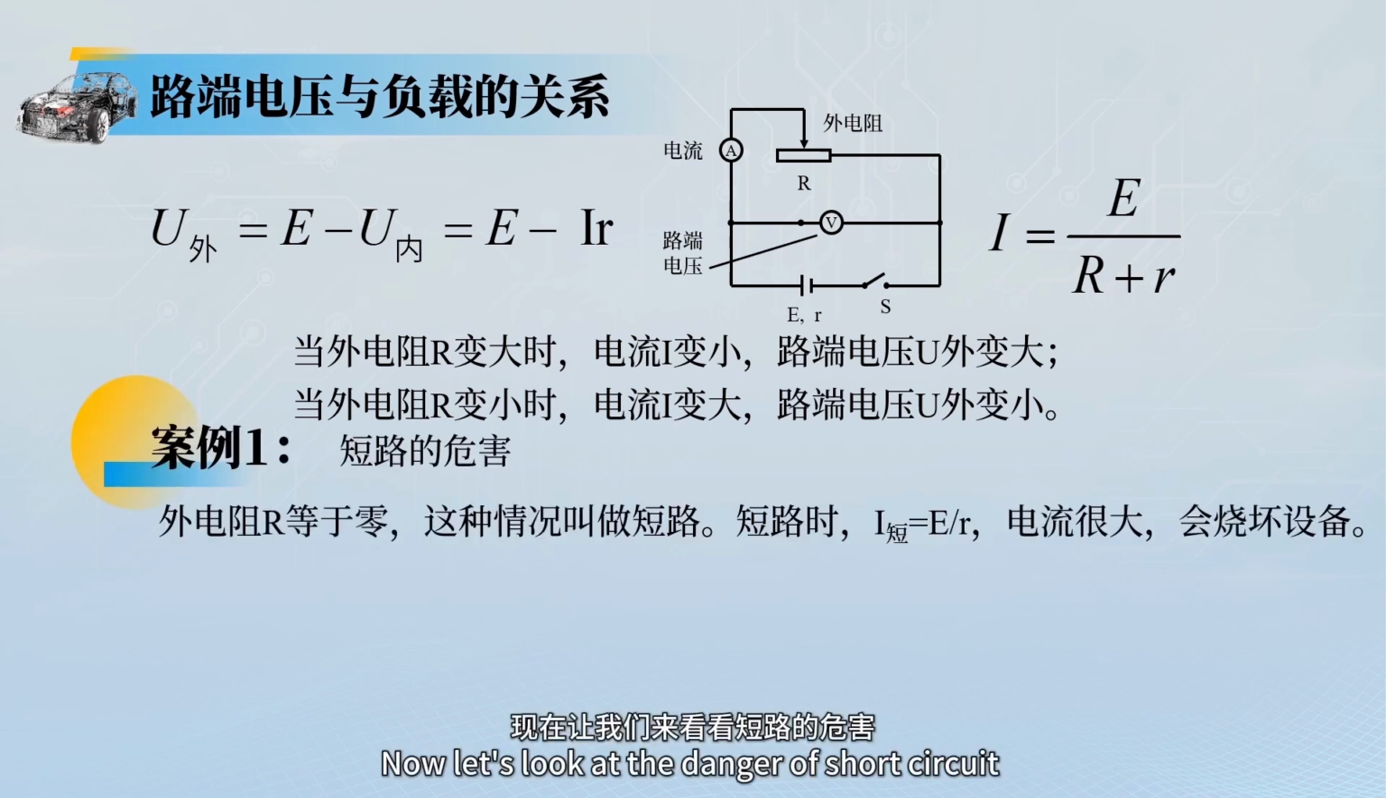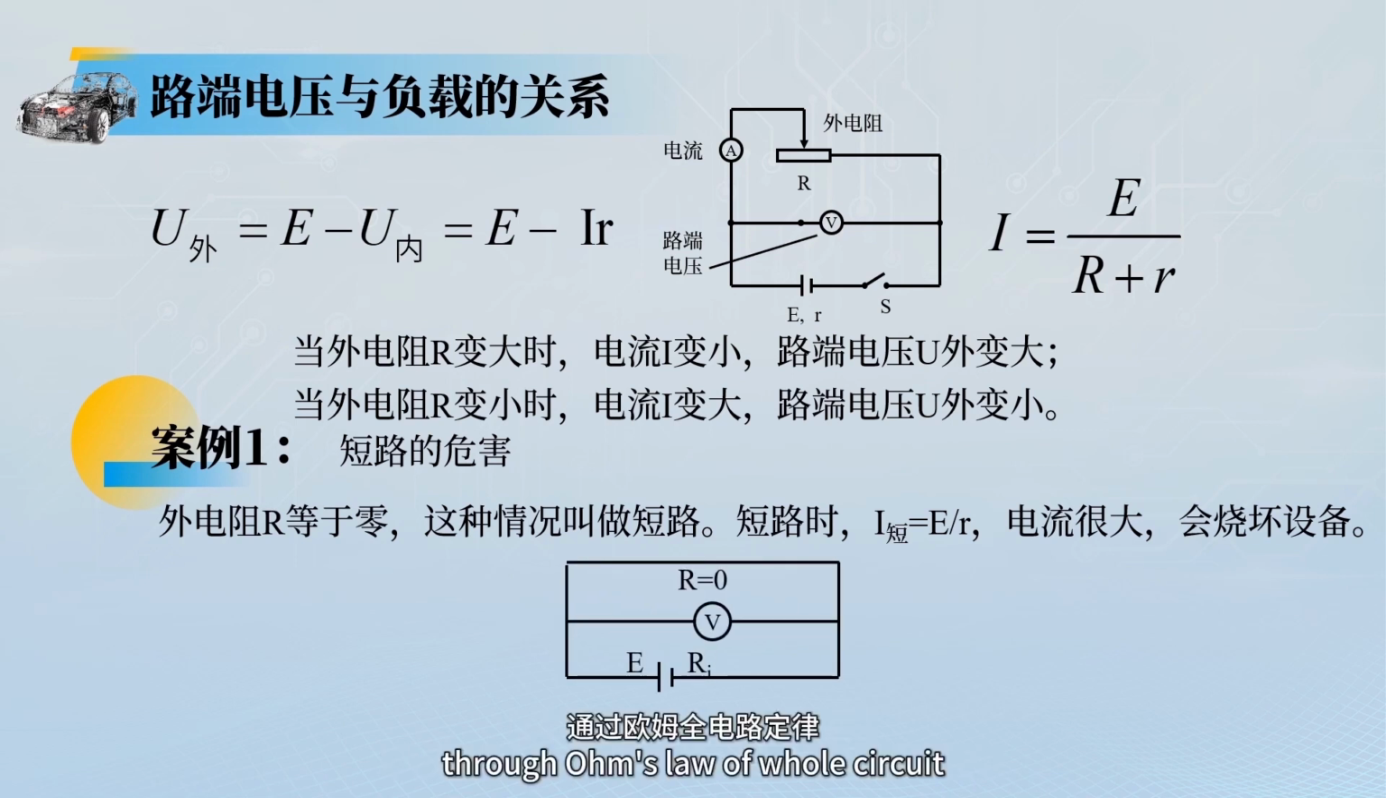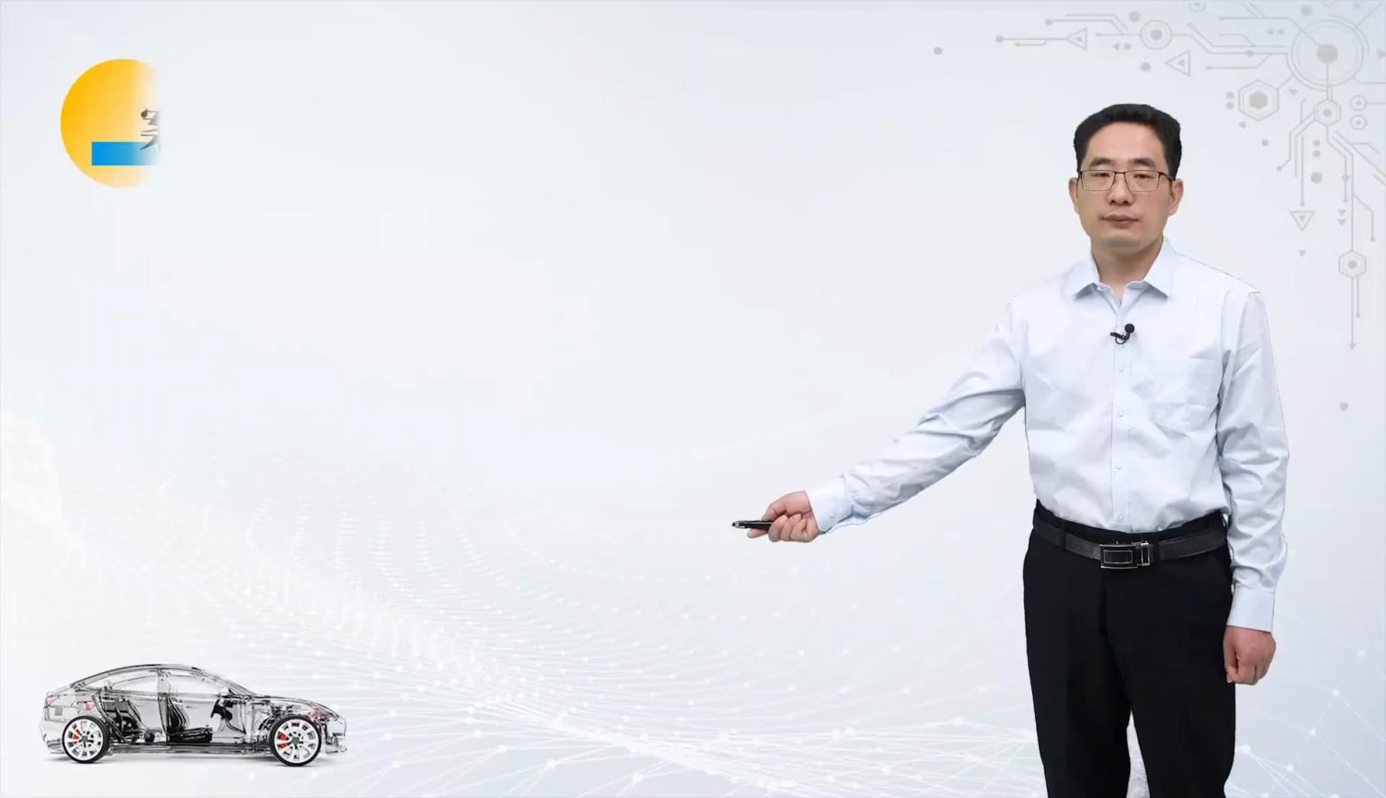Now let's look at the danger of short circuit. Through Ohm's law of whole circuit, in a short circuit, the external resistance R is equal to 0. And I short circuit equals E divided by r. Due to the small internal resistance, the short circuit current is very high and could burn out the equipment.